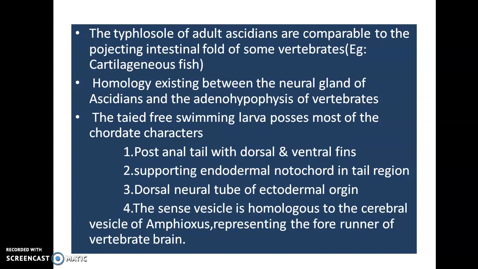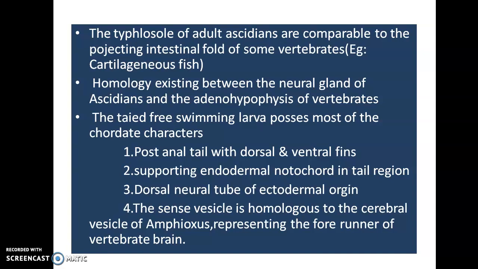Then the tailed free-swimming larvae. We know that the Urochordates are a subphylum which possess most of the advanced features mainly in the larval stage, right? So the tailed free-swimming larvae possess most of their chordate characters in the larval stage. What are they? Post-anal tail with dorsal and ventral fins, the supporting endodermal notochord in the tail region, the dorsal tubular neural tube which is ectodermal in origin, and also the sense vesicle.